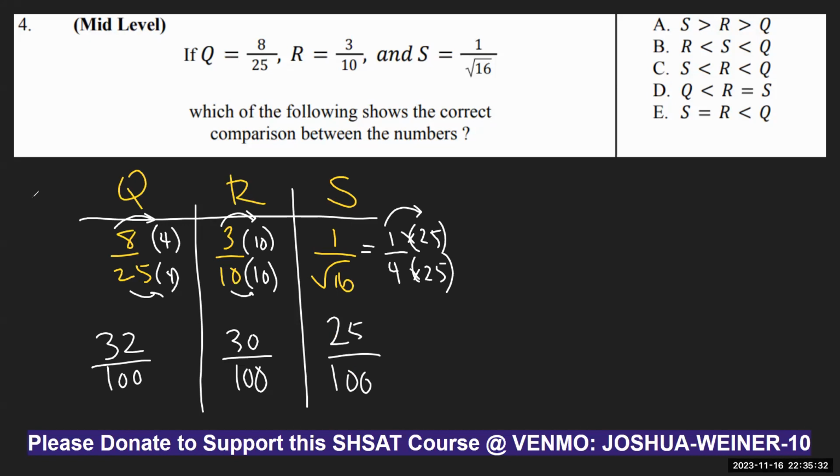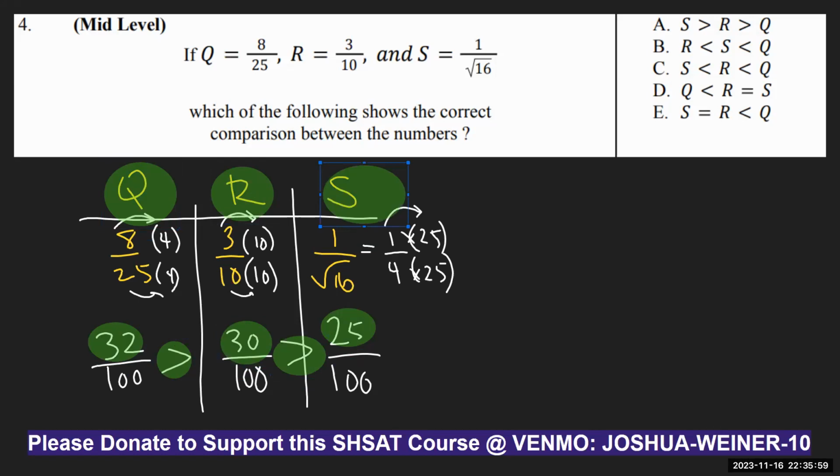So what's going on here? It looks like Q is bigger than R is bigger than S, if we were to write it as a double inequality, right? 32 is certainly bigger than 30, and 30 is more than 25. So those would be our comparison arrows. Q is bigger than R is bigger than S. But the arrows are facing the other way.